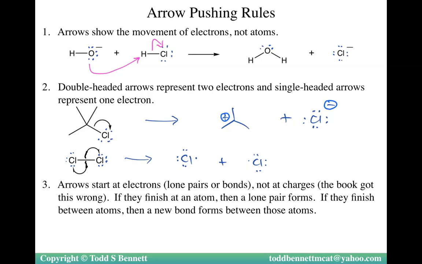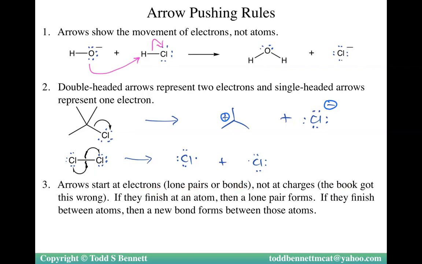they do not start at the charge. I don't draw it from the charge. I draw it from an electron pair. So electron pair in the bond, electron in the bond, or I draw it from a lone pair to an atom. But I do not start at a charge. I start at a lone pair. So I start at electrons of whatever type they are, so lone pairs or bonds.